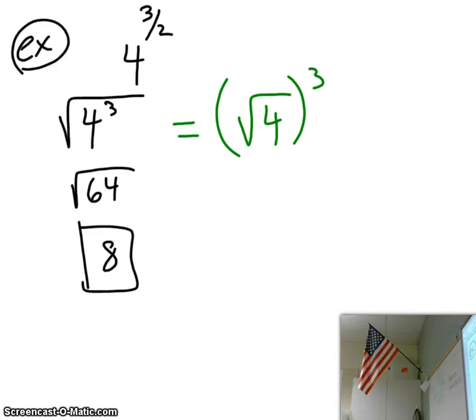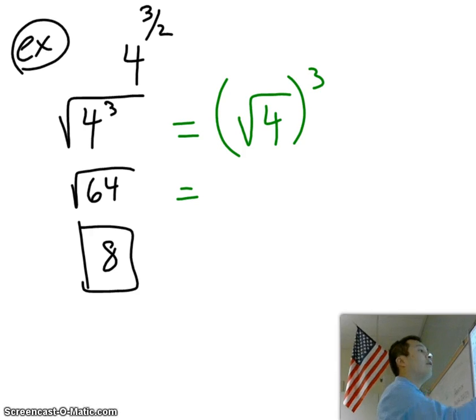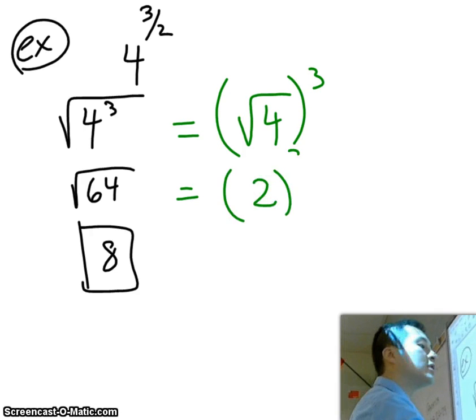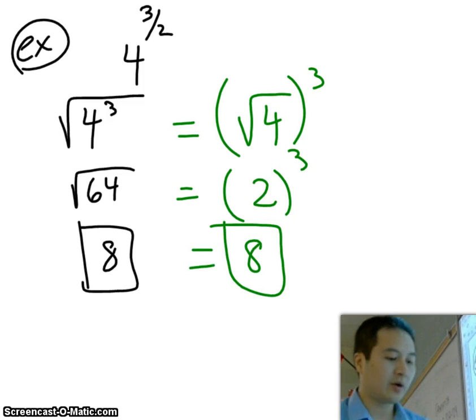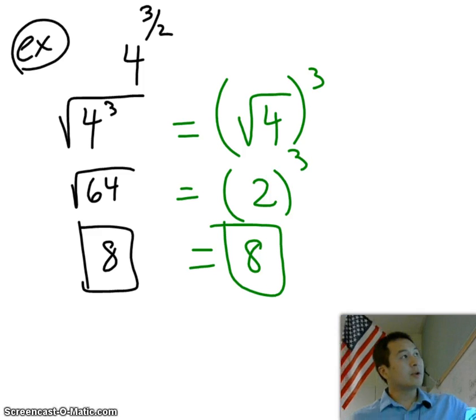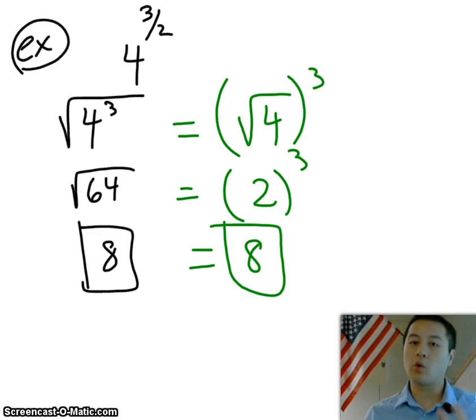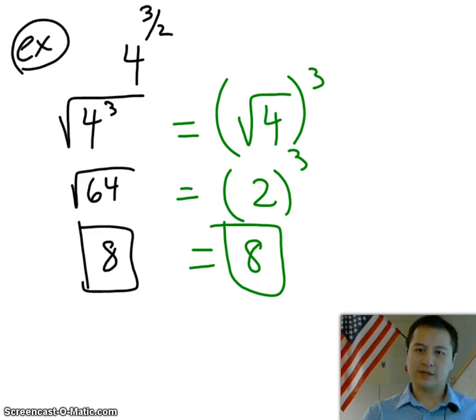Let's take a look at this one over here. What's the square root of 4 to the 3rd? The square root of 4 is 2. 2 to the 3rd is 8. Same answer. So the square root and cube are the same operations. They're just inverses of each other. It doesn't matter the order you do it. You could square root first, then cube, or you could cube first, then square root. Same answer. Alright, this is the idea behind that.